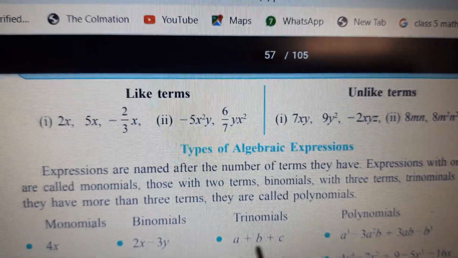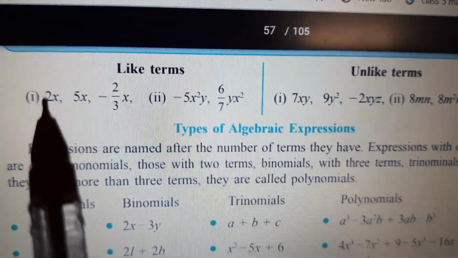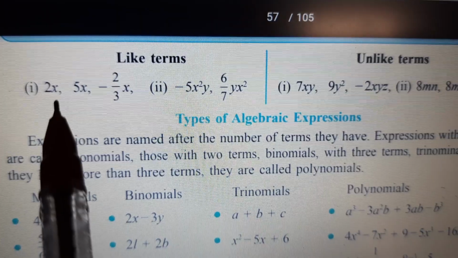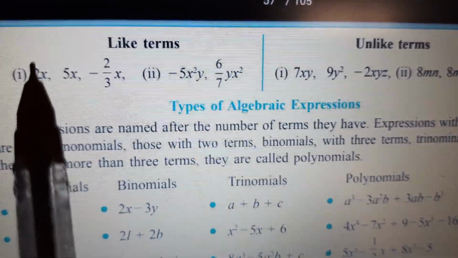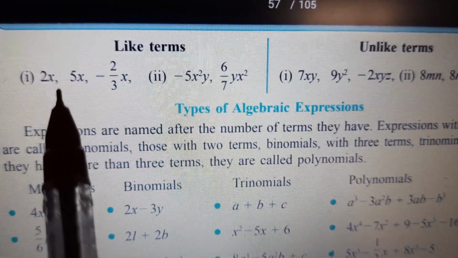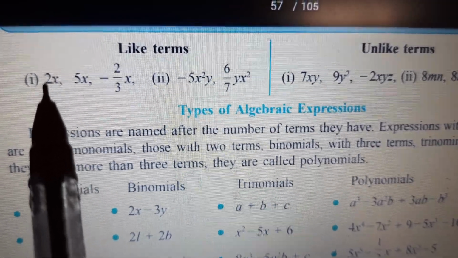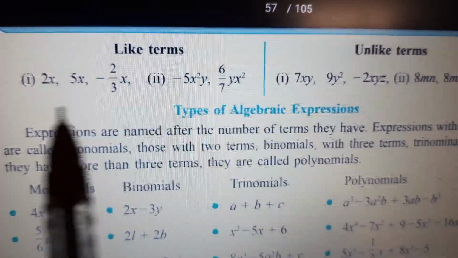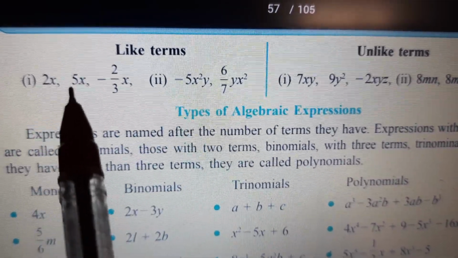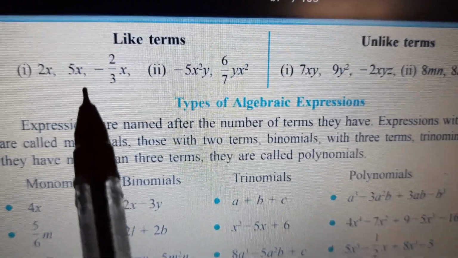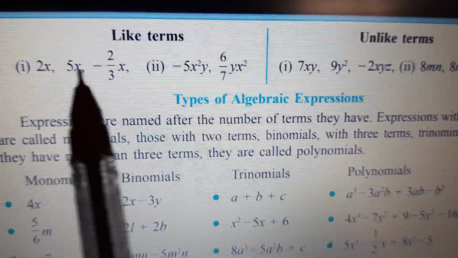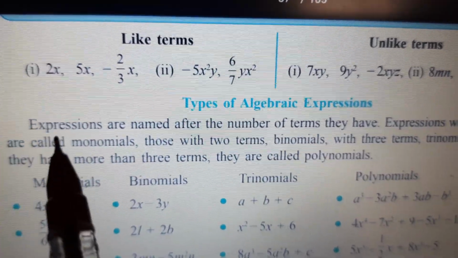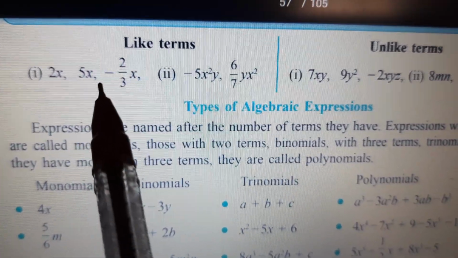Like terms. What are like terms? The variable should be the same and the power also should be the same, children. So the first one you can see, 2x. Now the coefficient can be different. Only the variable should be the same. First one 2x, 5x, minus 2 upon 3x. Can you all see this? So x is the variable in all these terms. This is one term, this is another term, this is another term, separated by commas. So here 2 is the coefficient, x is the variable. 5 is the coefficient and x is the variable.